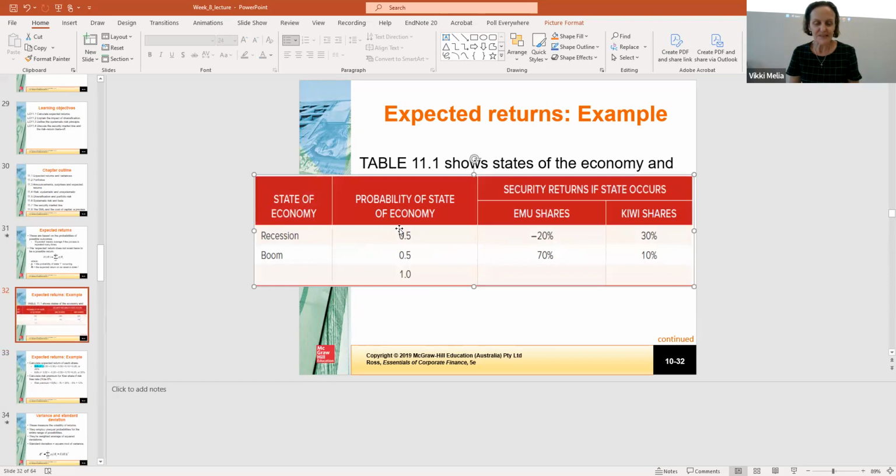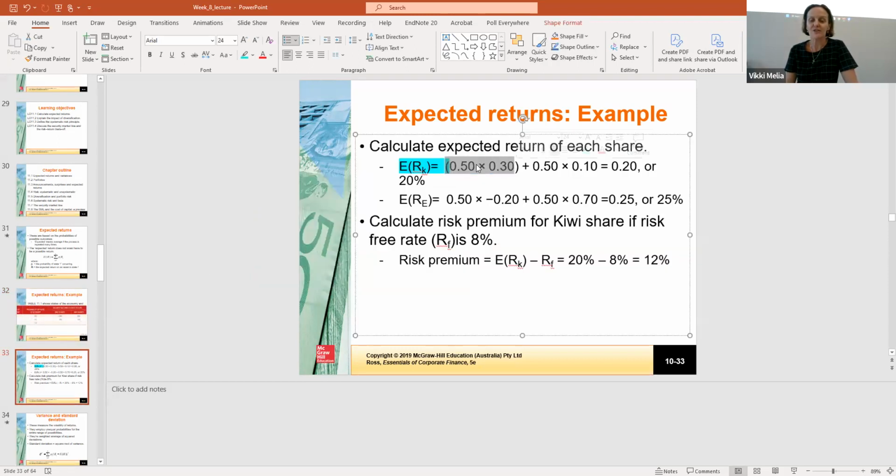So there's a 50% probability of recession. In recession, the return would be 30%. So 50% multiplied by 30% is the first part of the calculation. So that's for recession. And then we need to consider the other state, which is boom. And there's a 50% probability of the economy being in boom, plus we know that the return in boom is 10%. So 50% multiplied by the expected return in boom, and we add those two together.